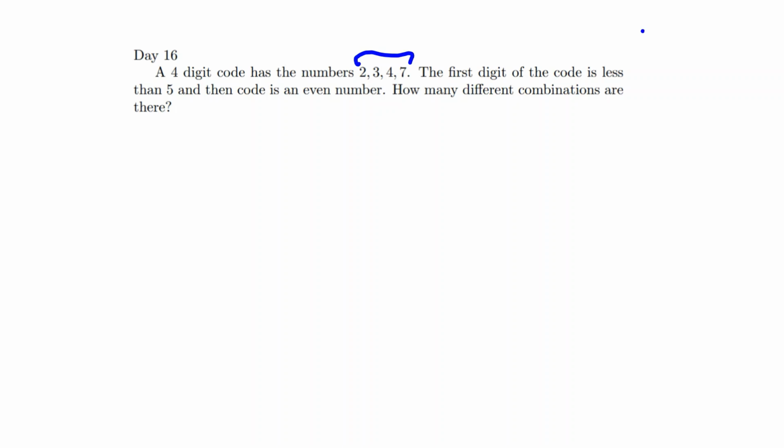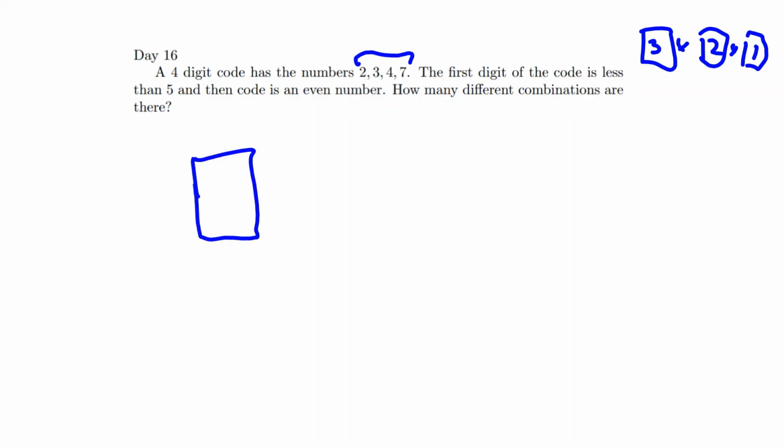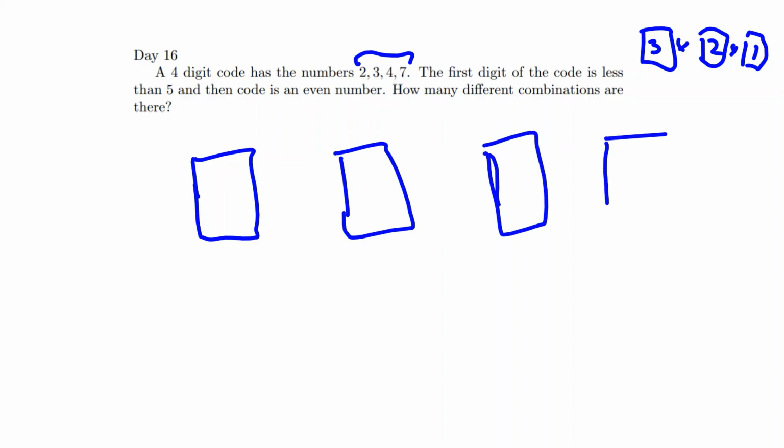Now, where we have some of these other product rule for counting questions, you can just say how many combinations do you have here and subtract them and multiply them together. But this is a bit more complicated because we have quite a few restrictions on it. We have the first one has to be less than 5. The code also has to be an even number.